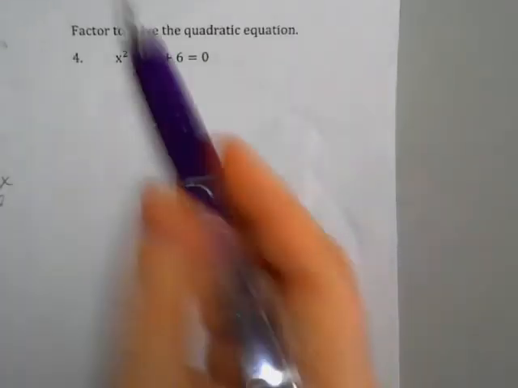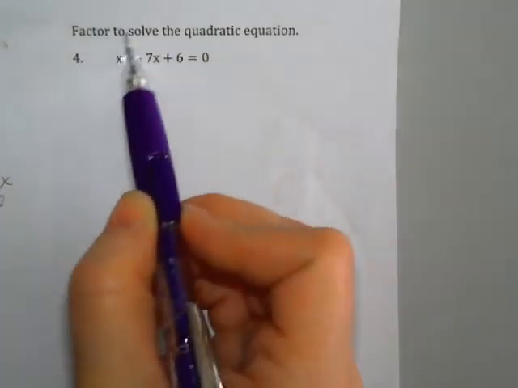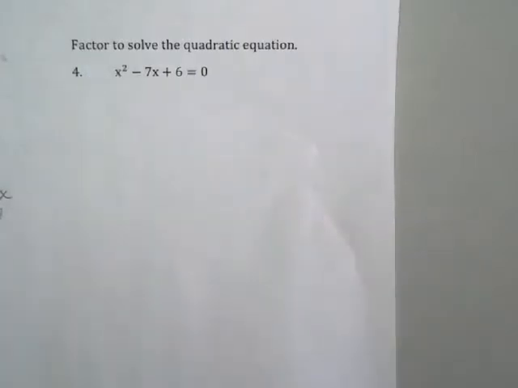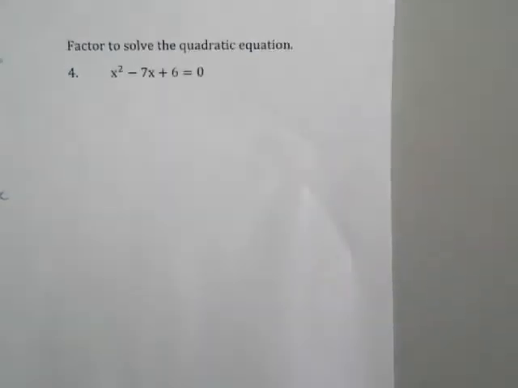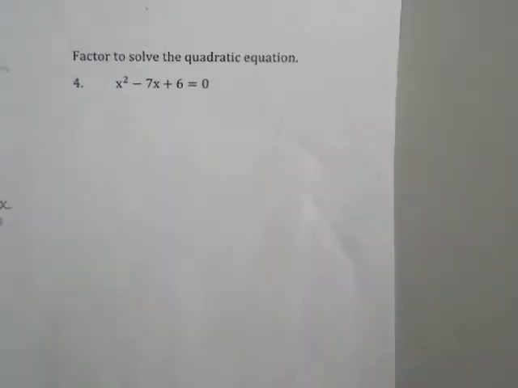Okay. So, the next one, remember to read the instructions on these. This is factor to solve the quadratic equation. So I'm going to factor this one. I can use the algebraic grouping method on this, or I can use the box and diamond. I'm going to go ahead and use the box and diamond because that does seem to be what more people are comfortable with. If you're more comfortable with the algebraic grouping, then by all means, please use that.